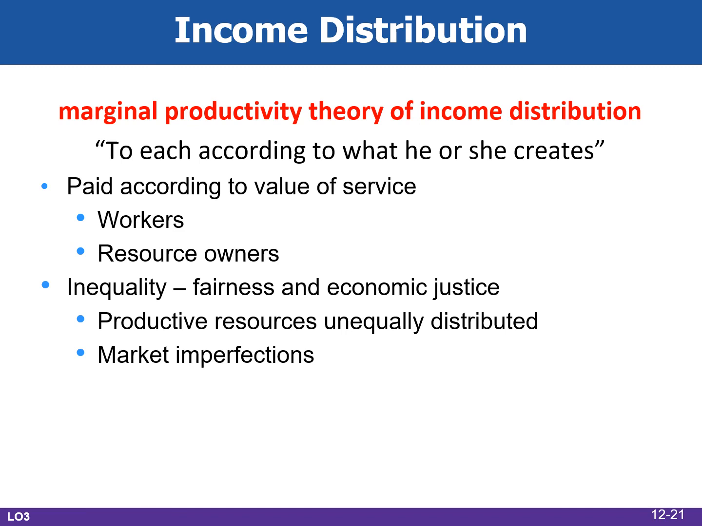Another issue is market imperfections, such as monopsony. A monopsony refers to a situation in which one buyer has significant control over the market. Consider Walmart, the United States' largest employer. Because they're such a large buyer in the market for labor, they may have significant control over the price of labor.